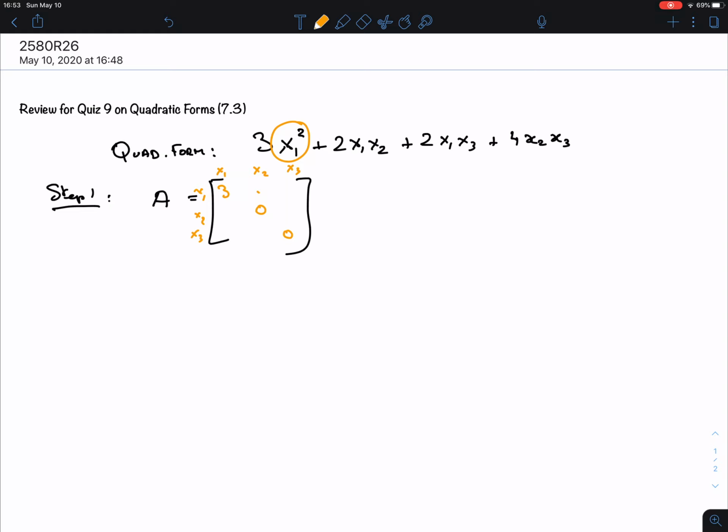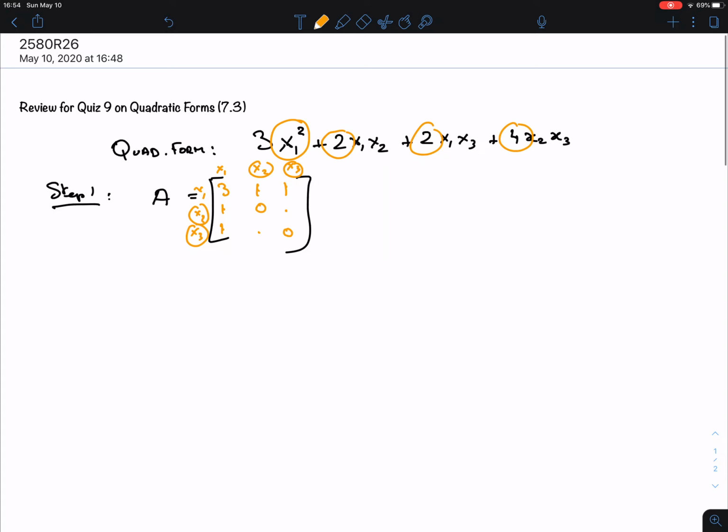Now this is an x2, x1, or x1, x2. They are both there. And here we have to divide equally, so we get a 1 here and a 1 there. That's this coefficient 2 here. This coefficient 2, where does that go? Well, it corresponds to this position as well as this position. So again, dividing in half, that's where it goes. And then this corresponds to x2, x3, or x3, x2, because that is the same product. Now we have 4, we have to divide it equally, so we get 2 and 2 here.